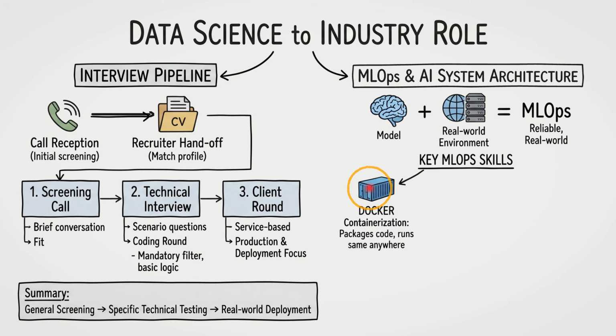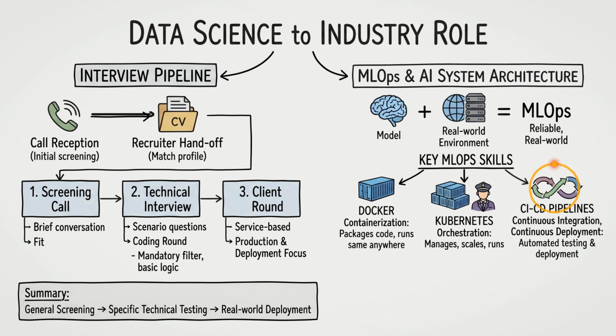To pull this off, you need a few key skills. First is Docker, a tool for containerization that packages your code so it runs exactly the same way on any computer. Second is Kubernetes, a system for orchestration that manages those containers, ensuring they stay running and scale up automatically if traffic spikes. And third, you need CI/CD pipelines.